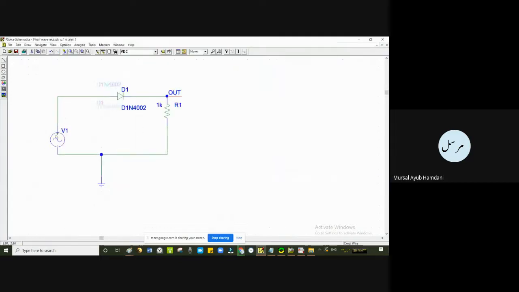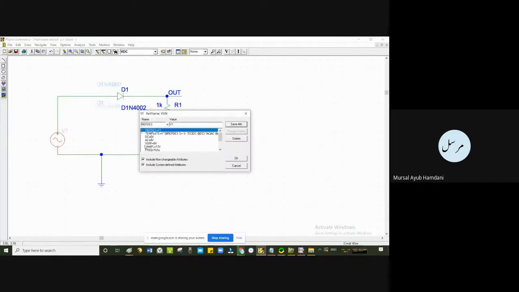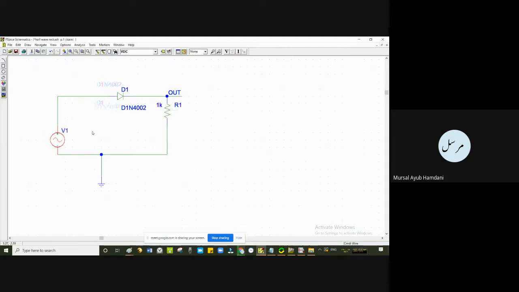There are some setting changes in this input. Here, double click on it, set the DC, AC, V off parameters to be 0, the maximum amplitude to be 12 volts, and let us suppose that the frequency is 1 kilohertz. Now let us then see the simulation settings.